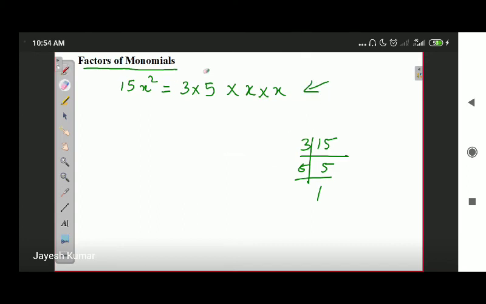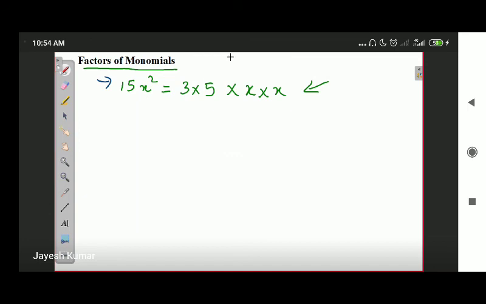So what we have observed is, in order to determine the factors of 15x square or any monomial, first of all we find the prime factors of its constant part, its coefficient part, and then we write down the variable part in multiplication form.